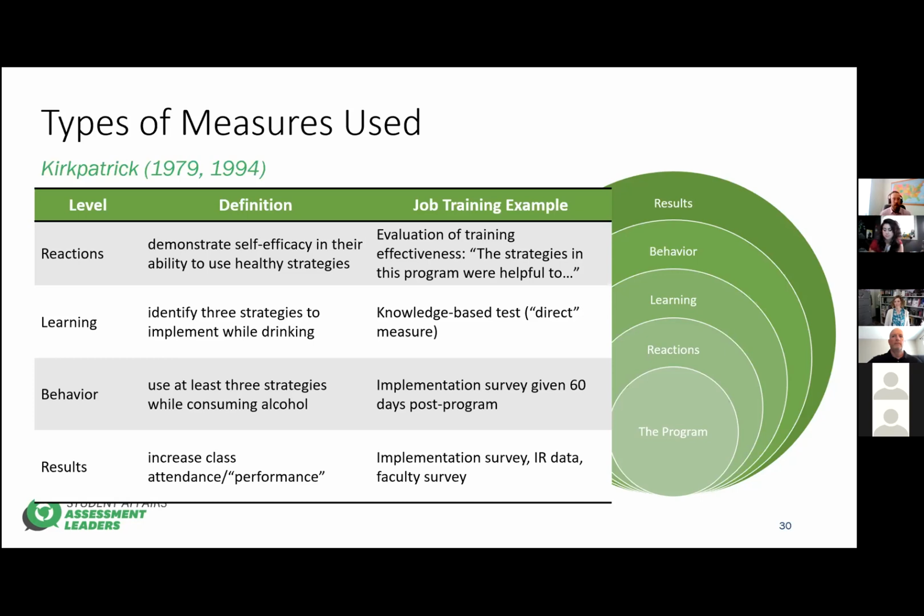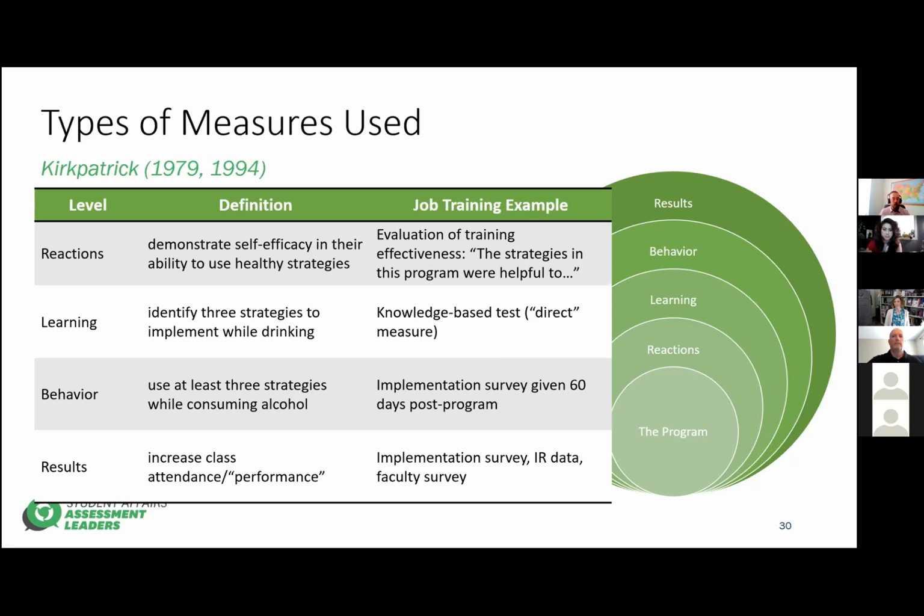So we would survey them 60 days after they left the program, and we would say, okay, the last time you were drinking, how many of these things did you do? Now, obviously, it's not the same as actually counting the behaviors, but you're getting an idea of if they took that learning out into the real world.